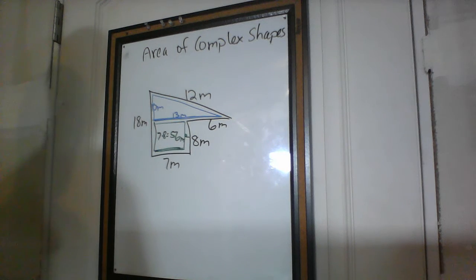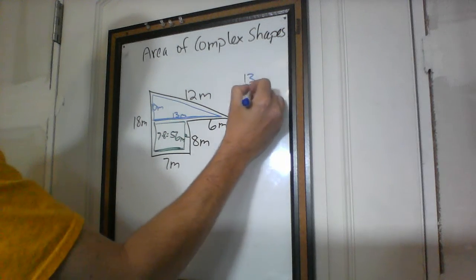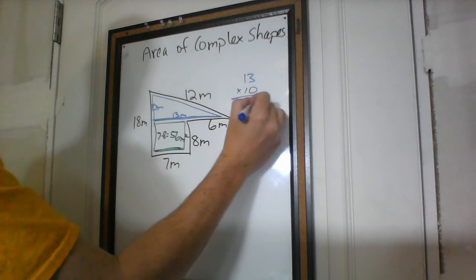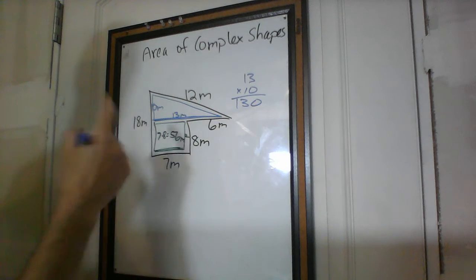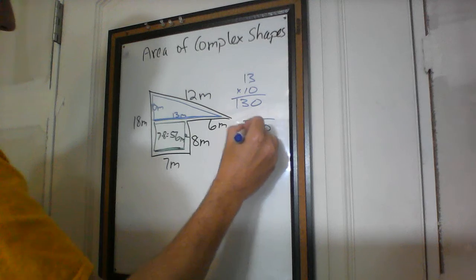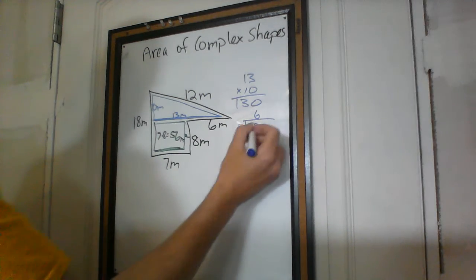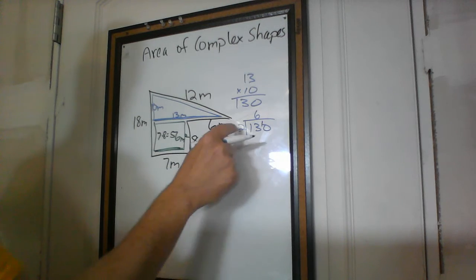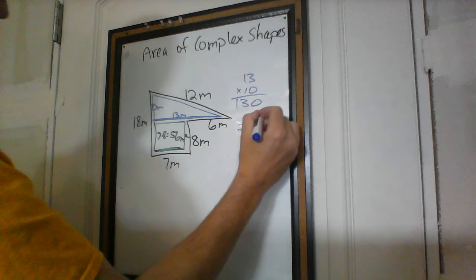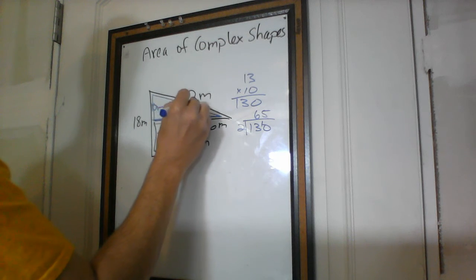So now you have your base and your height. Well, if we have base times height, 13 times 10, 130. It's a triangle. We're going to take that 130, divide it by 2. 2 goes into 13 6 times. That's 12. There is 1 left. 2 goes into 10 5 times. So you have 65 meters squared.